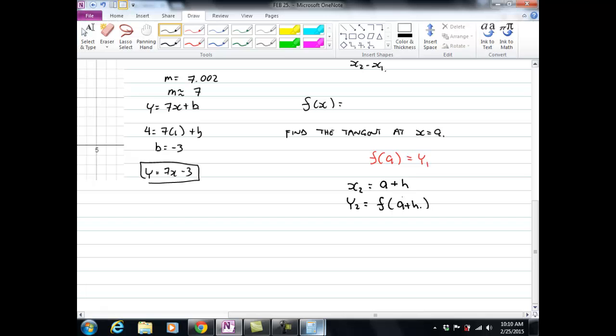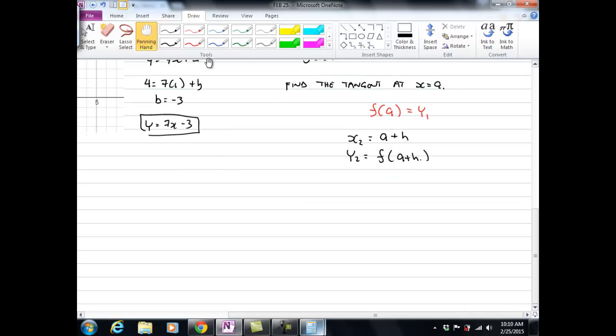I'm going to put everything together now, and I'm going to write this. I want y2, which is f of a plus h, minus, well, y1 really was f of a, over x2 minus x1.